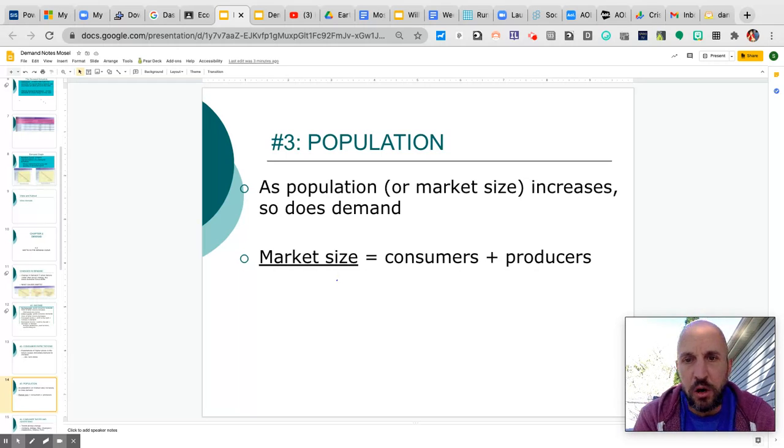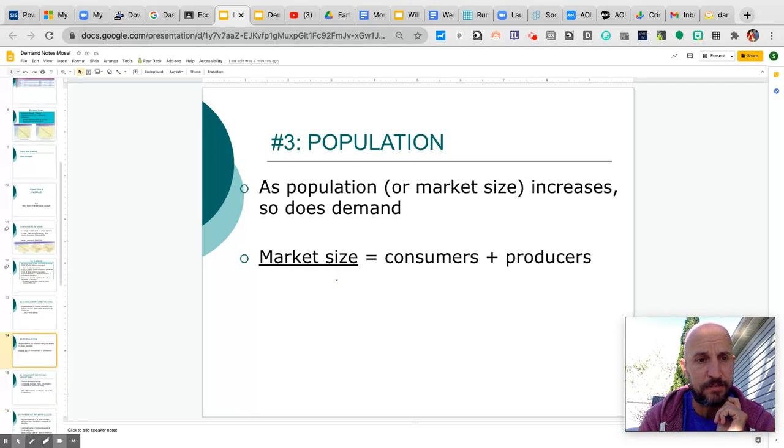A couple of years ago, I don't know if you're in on that craze, the fidget spinners. That became such a big craze. The demand increased so much for fidget spinners. They were selling those for prices that are outrageous. Nowadays, I don't even hear anybody say the word fidget spinner anymore because the craze is over. But back then, the population, the market size increased so much and increased the demand. It shifted demand for fidget spinners to the right. Okay. So population also changes our demand.